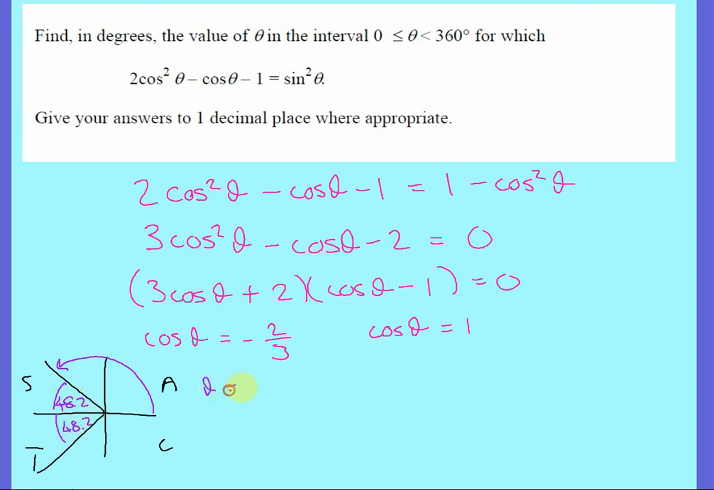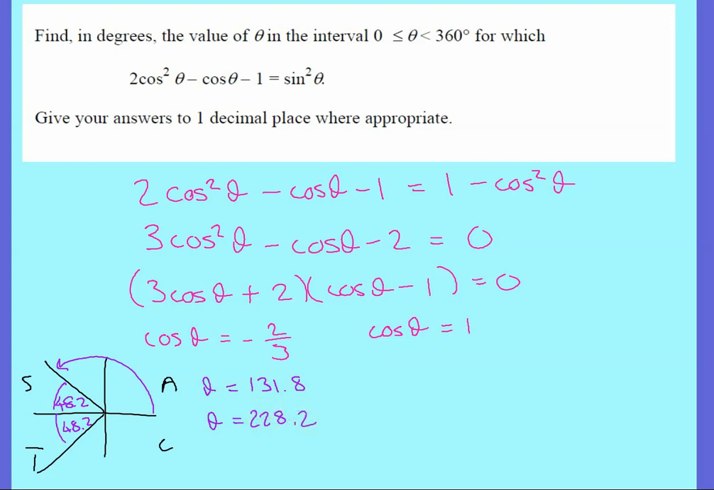So here I have, what did I say, 131.8, that was it. And we have another value, just add that onto 180, it's 228.2.